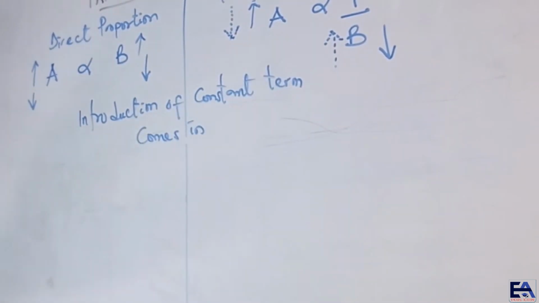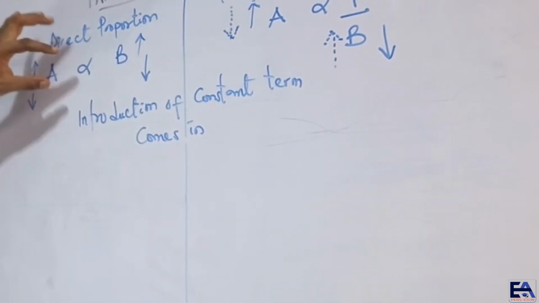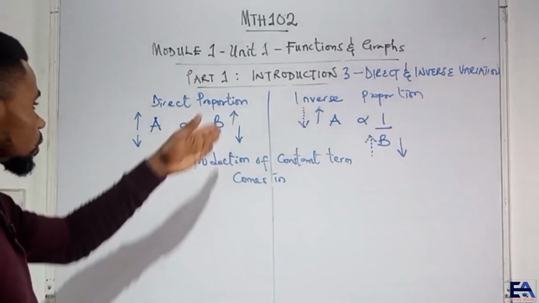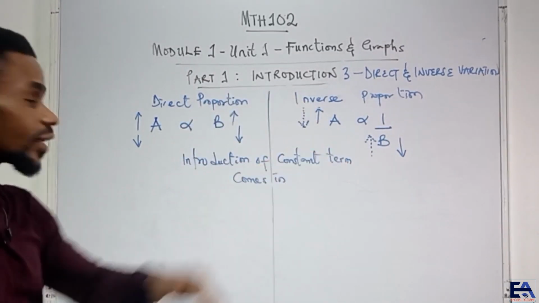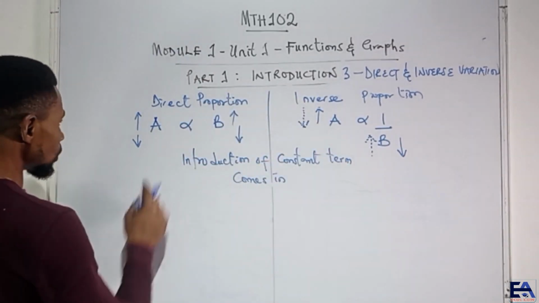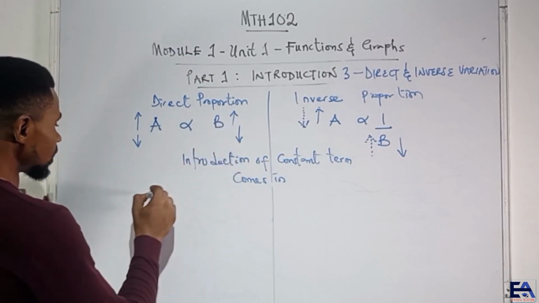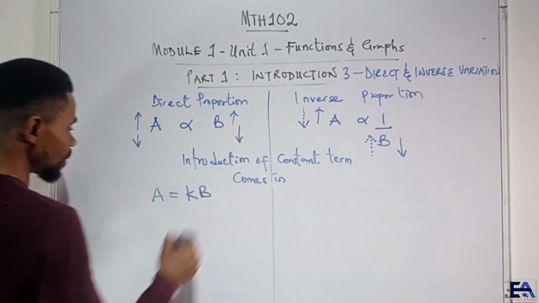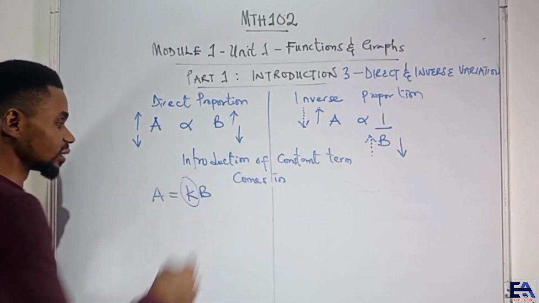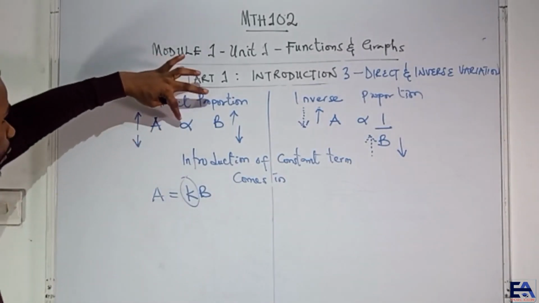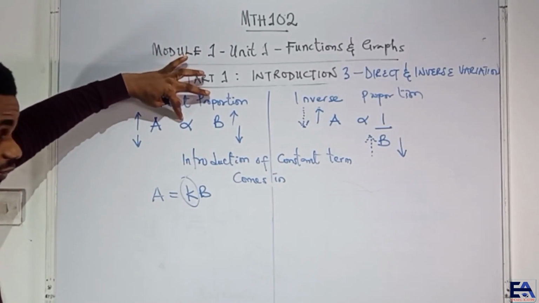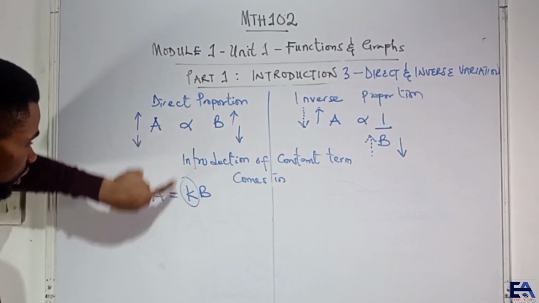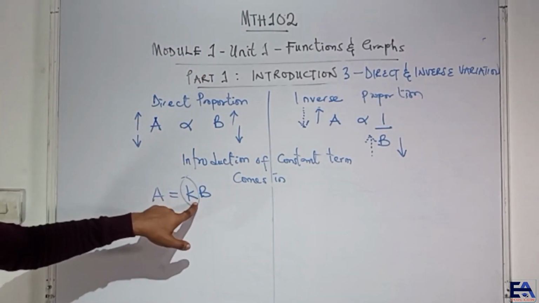So when we introduce a constant, it will change this sign to an equality, but this constant will multiply the variable on the other side. Let me just show you how it is. If A is proportional to B, then it means A is equal to KB. This K here is a constant term. Are you getting me? This is variation, and for variation to change to equality, we must introduce a constant.